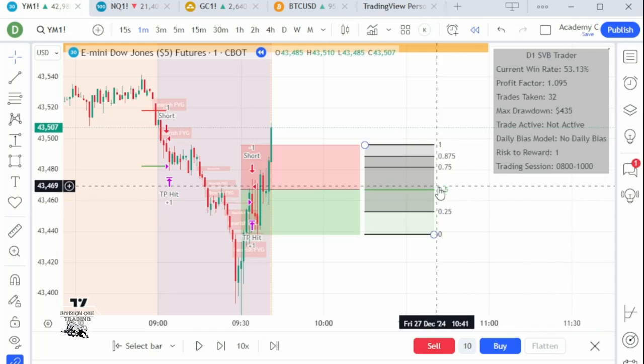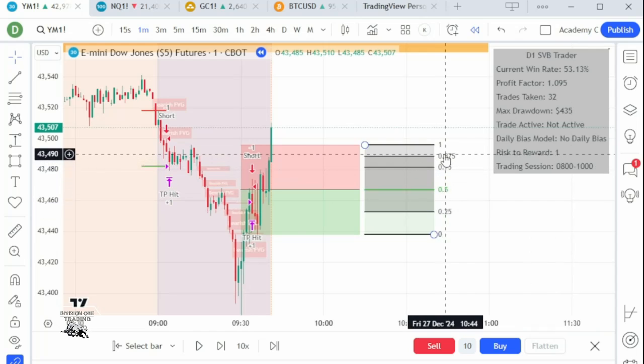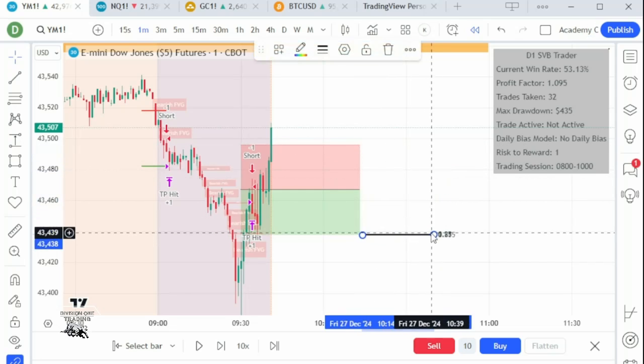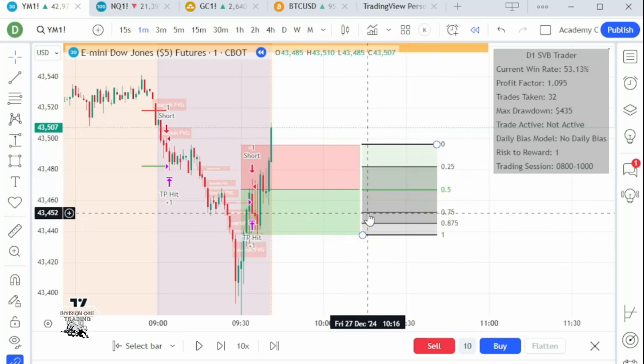So if you're going short, just look above 50%. You could look at the 0.62, which is the actual optimal trade entry, 0.75 or 0.875, like I showed you here. And it's just reversed for long. So if you want to go long, just measure the fib the opposite way, do the same thing.